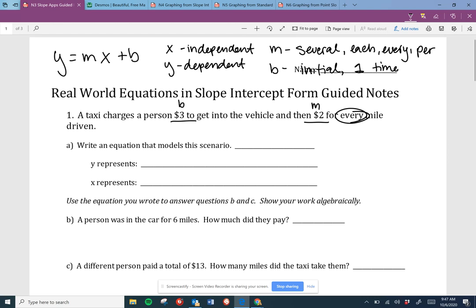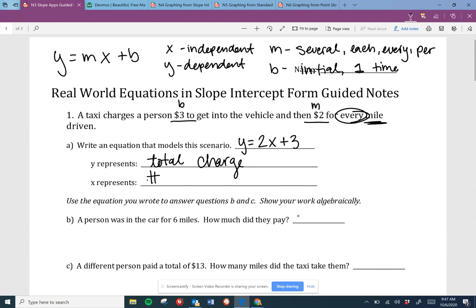y equals 2x plus 3. In this situation, y, our dependent, is what we get after we multiply 2 times the miles and add 3, which is the total charge, how much money we owe at the very end. And then the x: you see how it says every mile. Whatever is attached to the slope, the 2 is for every mile, so the x is going to represent the number of miles.